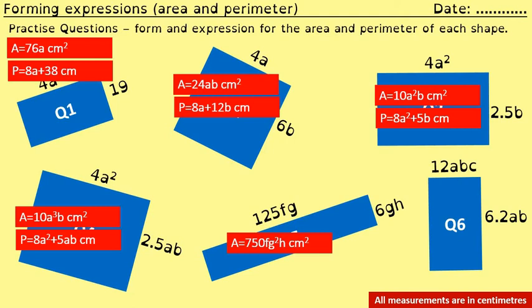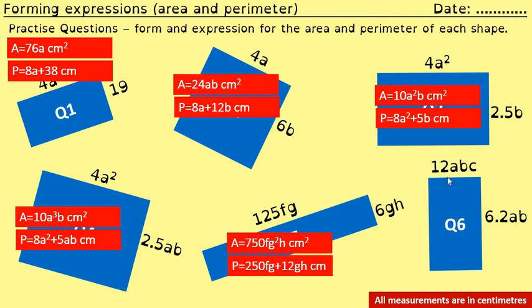And then for perimeter, we just need to add up our terms and collect like terms. So for perimeter, we get 250 FG plus 12 GH. These are not like terms because we don't have the same variable.